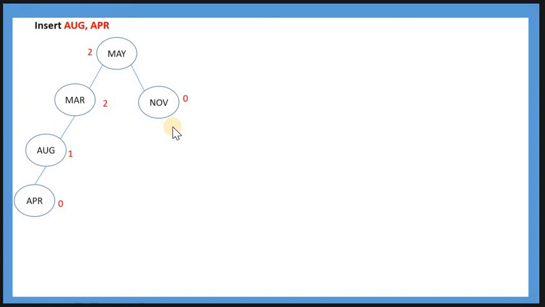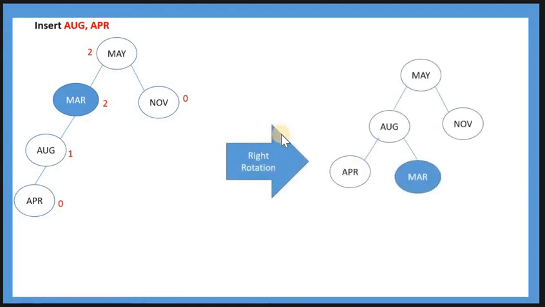Now which rotation are you choosing here? Which is the unbalanced node? March is the unbalanced node. You have to apply the rotation. So here you have to go for which rotation? Right rotation. So apply the right rotation.